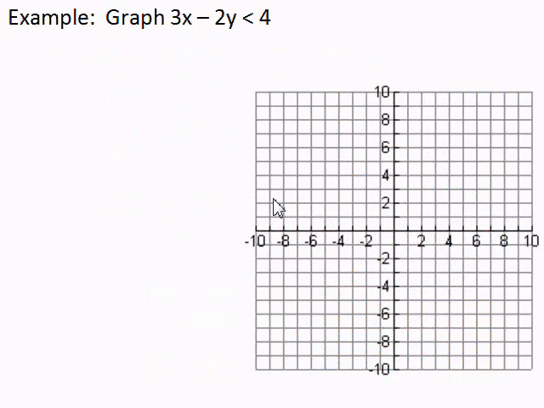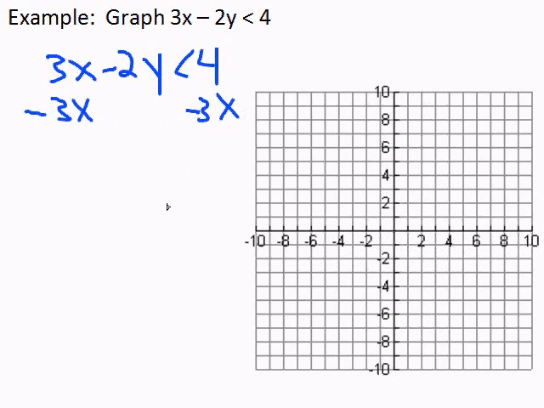For our first example, I'm going to graph 3x minus 2y is less than 4. To do this, I need to get y by itself so I can get the inequality in slope-intercept form. I'll go ahead and rewrite the inequality right here to give myself more room to work. First, I'm going to subtract 3x from both sides. Undoing operations in reverse order of operations, I subtracted first, leaving me with negative 2y is less than negative 3x, we always write our x term first, plus 4.